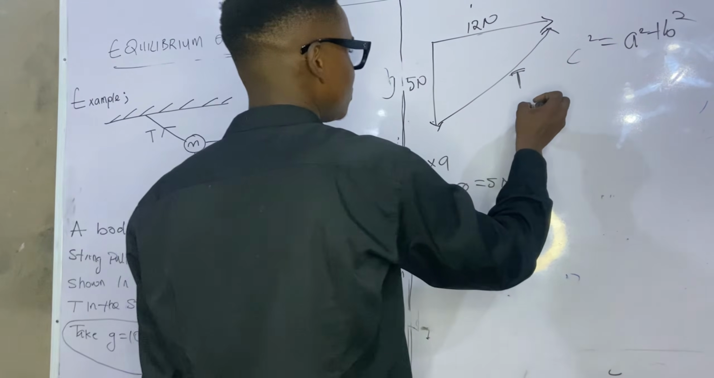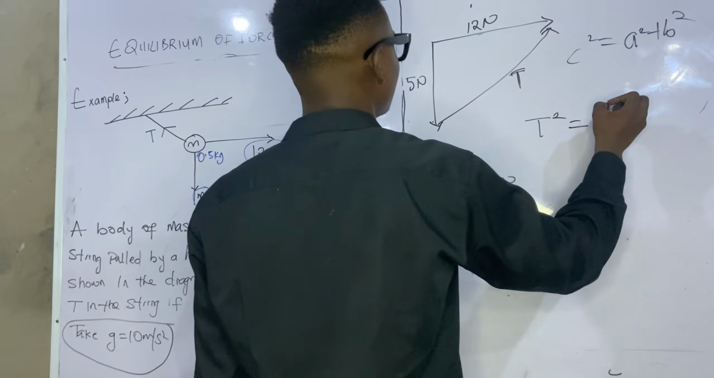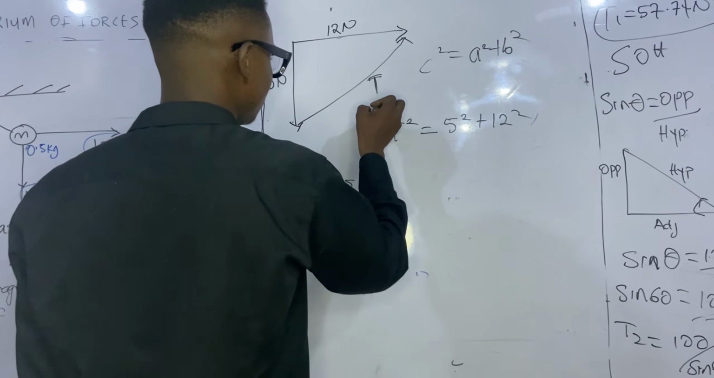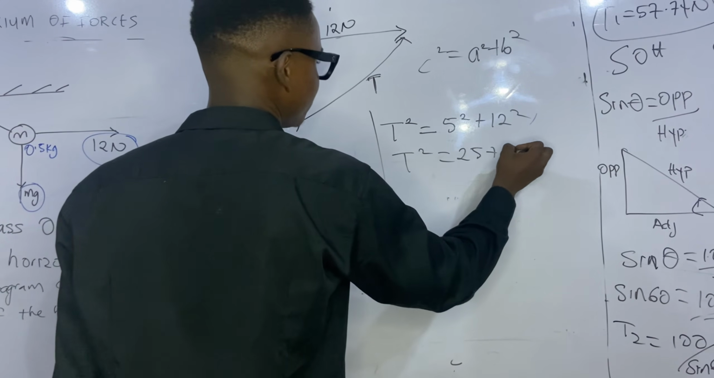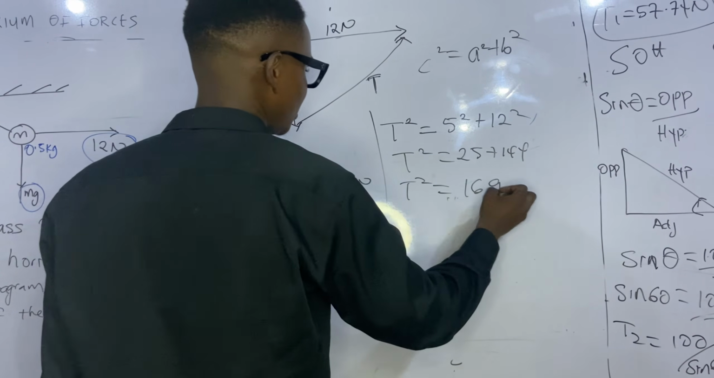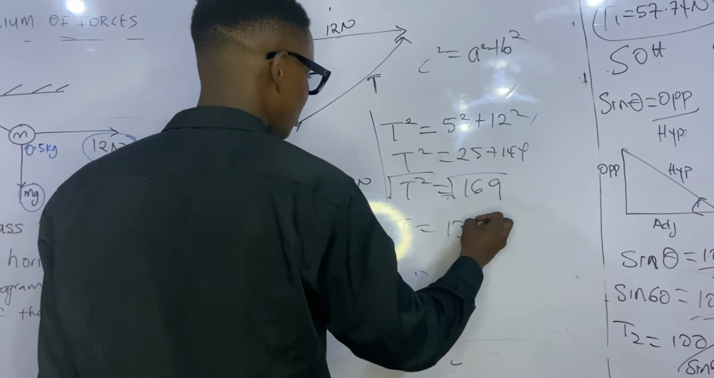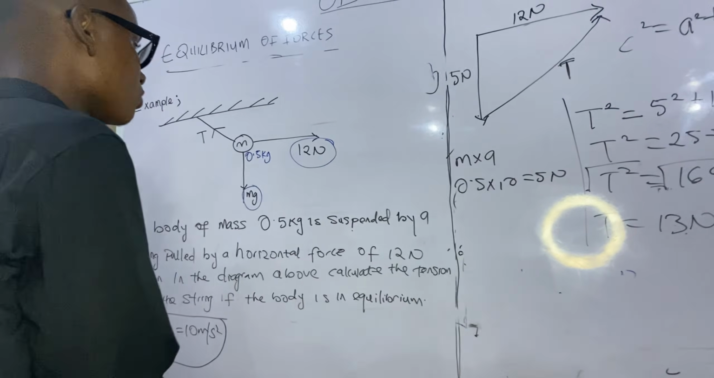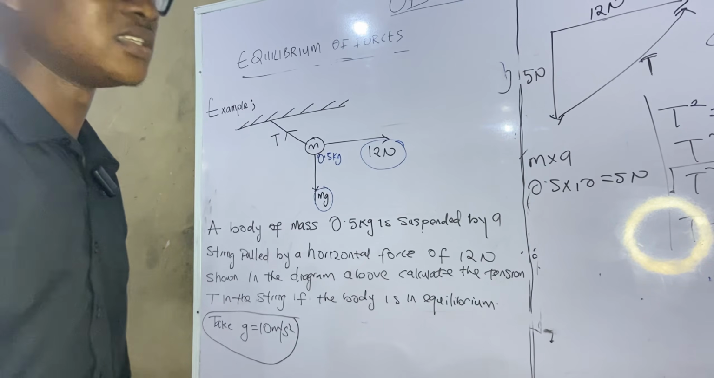So that will be T squared equals 5 squared plus 12 squared. T squared equals 25 plus 144, and that is T squared equals 169. Then you take the square root of both sides. Then T is equal to 13 Newton. It's that simple. They did not give you any weird angles, so don't stress yourself. This is just the literal answer.